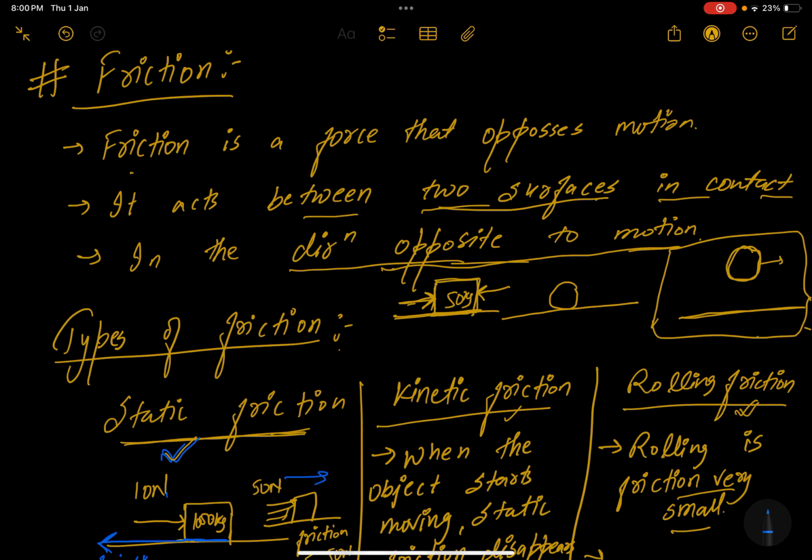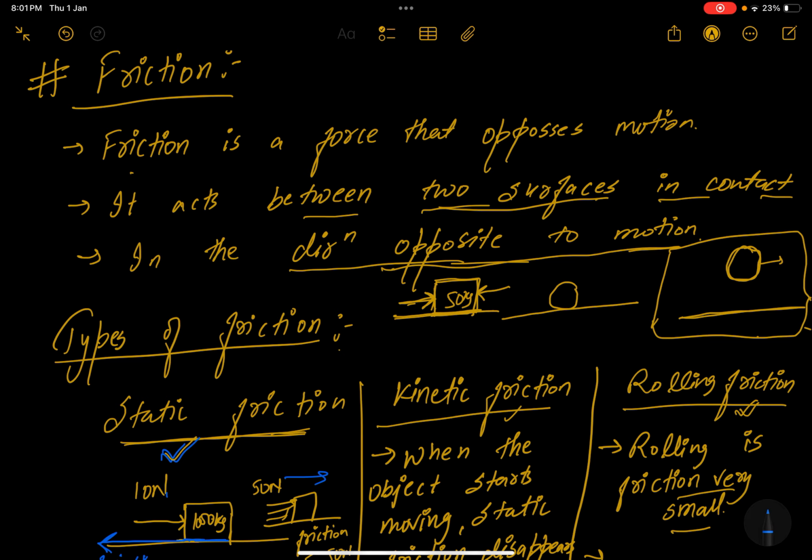Second example you can take is a rocket throws gases downward. So in this case, what happens? Rocket throws gases downward, and to conserve momentum, the rocket in turn moves upward. So in this case also, momentum of gas plus momentum of rocket will be constant.